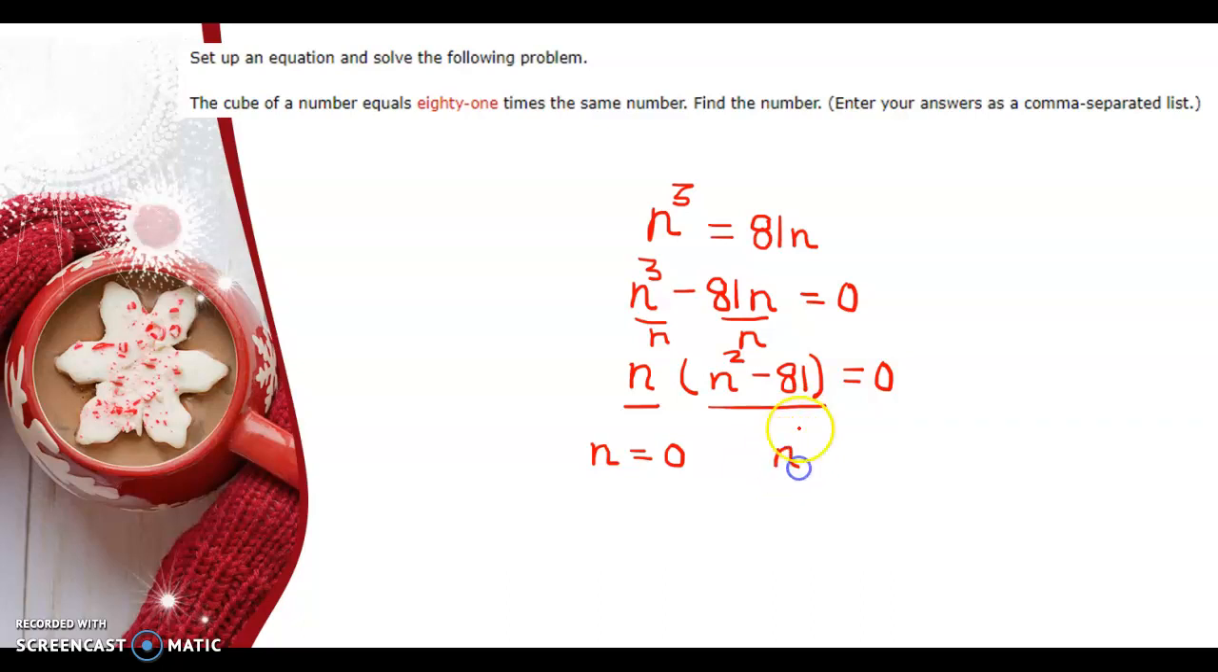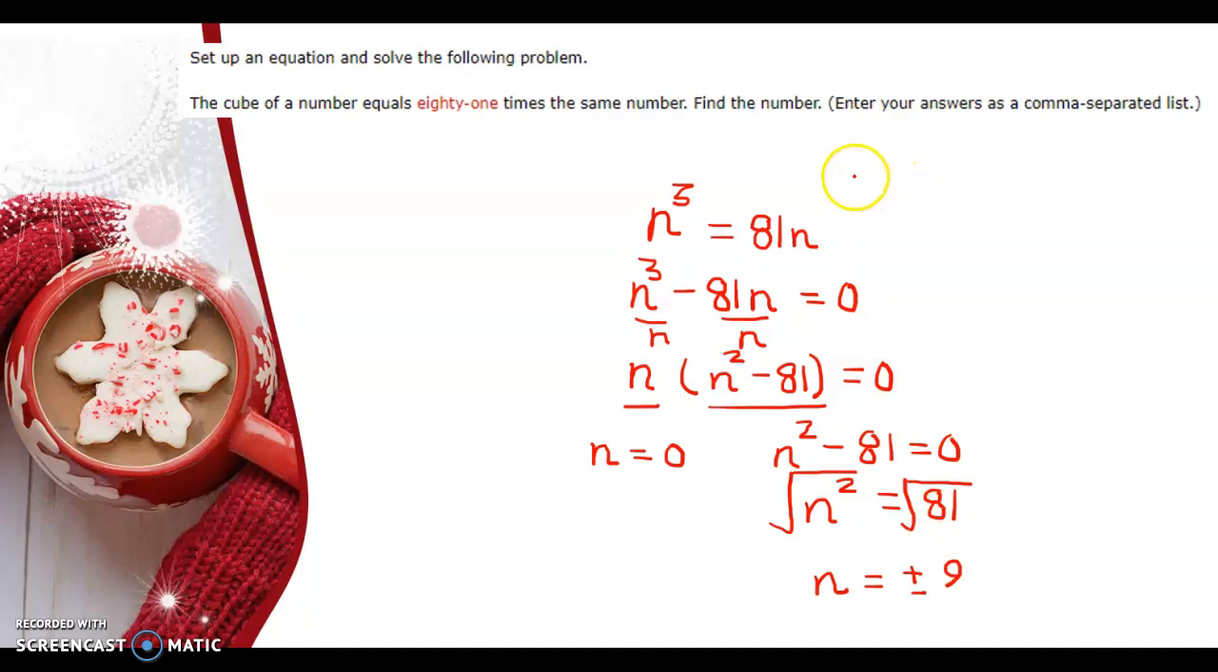I take the other factor, n squared minus 81, and I set it equal to 0 as well. This one involves a little more work. I've got to solve for n. So I'll have to add 81 to undo the subtraction. And then the opposite of squaring something is to square root. But remember, every positive number has two square roots, one that is positive and one that is negative. And so the square root of 81 is either positive 9 or negative 9.